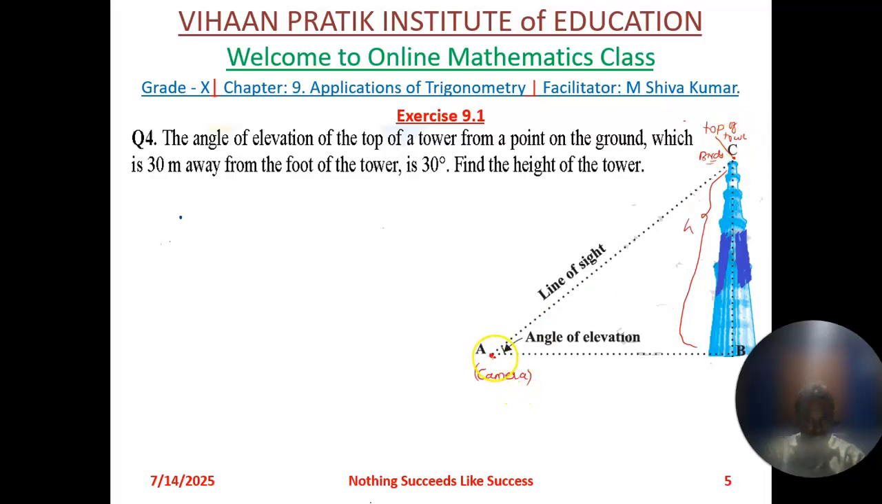Let's assume this point is A to C. Since it is seeing a point from A to C, it is called line of sight. The meaning of line of sight is continuously seeing in one direction. And this camera is some 30 meters away from the bottom or foot of the tower. So this distance is called horizontal distance.